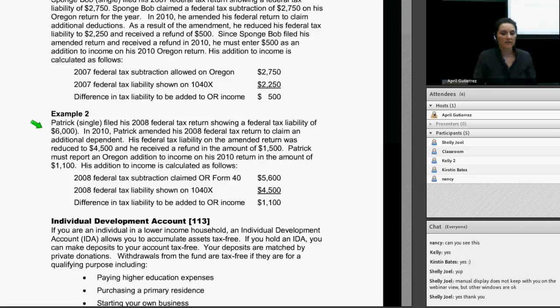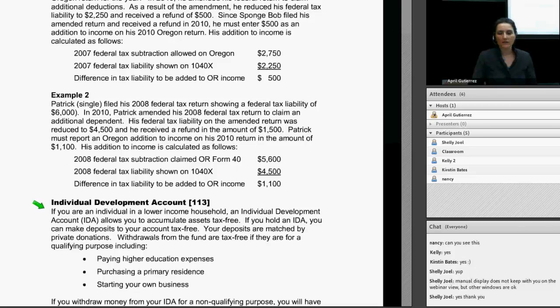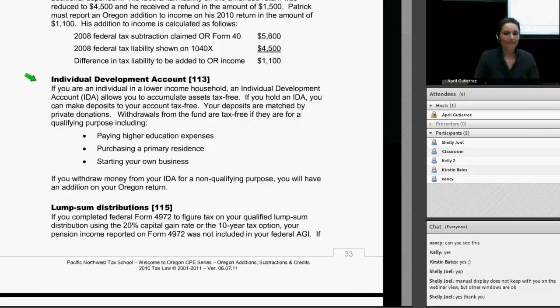Limited to $5,600. So in 2010, Patrick amends his 2008 federal return to claim an additional dependent. His federal tax liability on his amended return was reduced to $4,500. That's a $1,500 difference. And he received that $1,500 as a refund. Patrick must report an Oregon addition to income on his 2010 return that is $1,100, because $1,100 is the difference between the liability subtraction he originally claimed and the reduced liability. $1,100 would be his Oregon addition in that case.